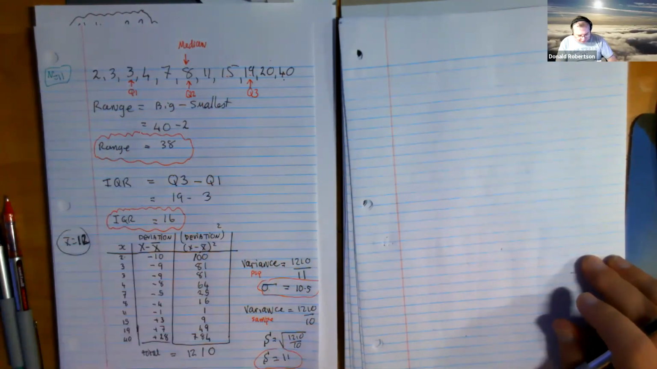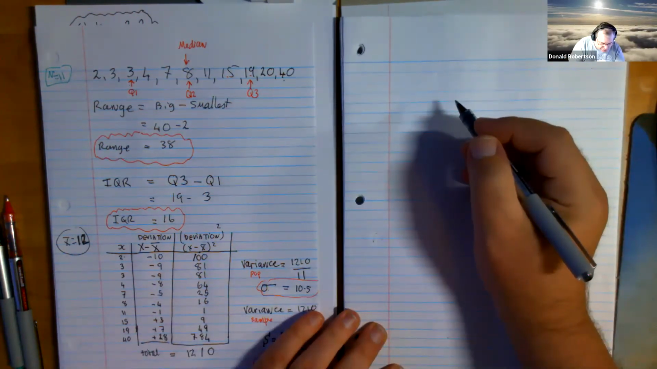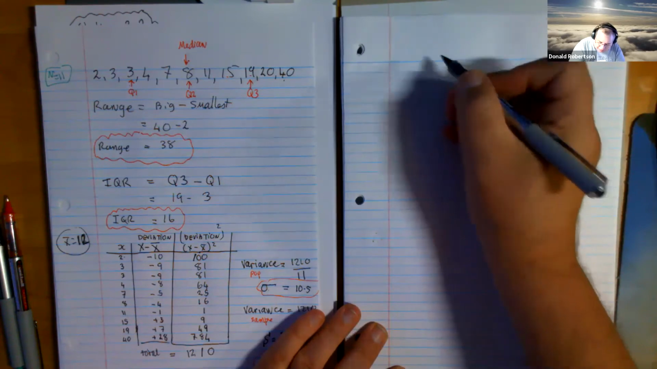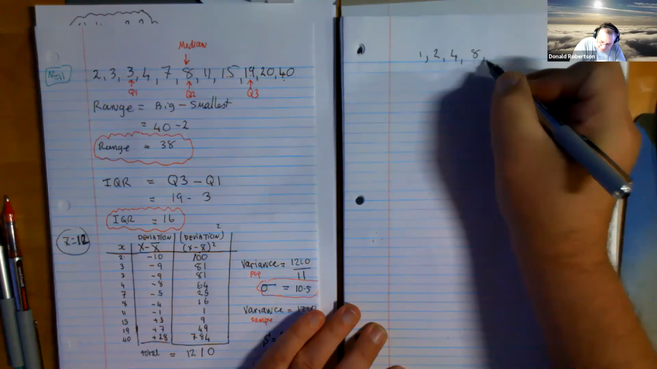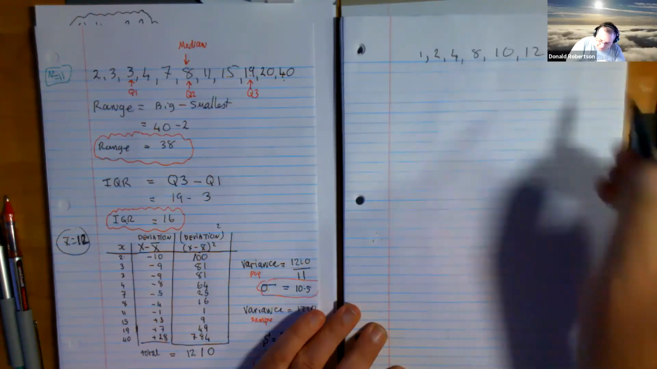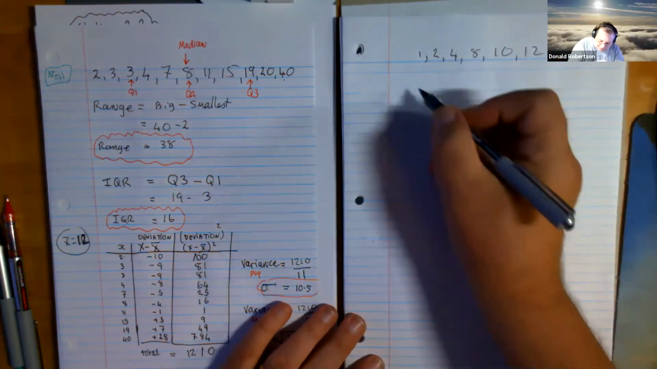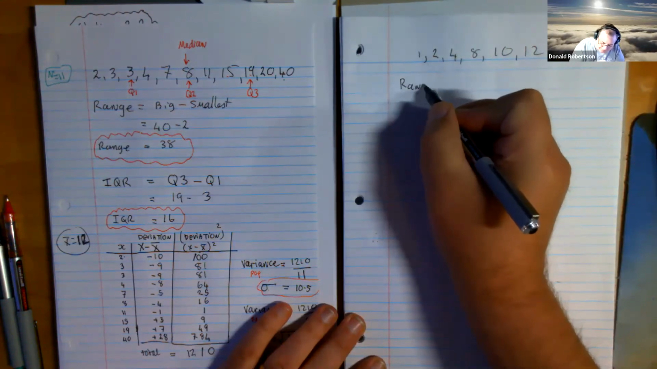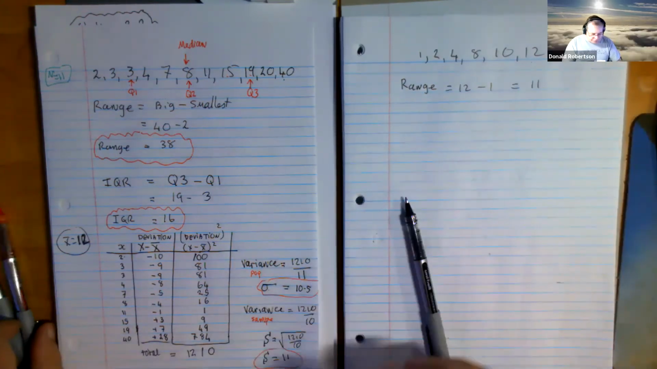Range, interquartile range, and standard deviation. So let's take another set of data. I'm going to pick a reasonably small set of data. There are 6 numbers here. And I'm going to calculate by hand, because there's only 6, apart from the standard deviation. I'm going to calculate them by hand and see what we get. So the range is 12, take away 1, that's 11.